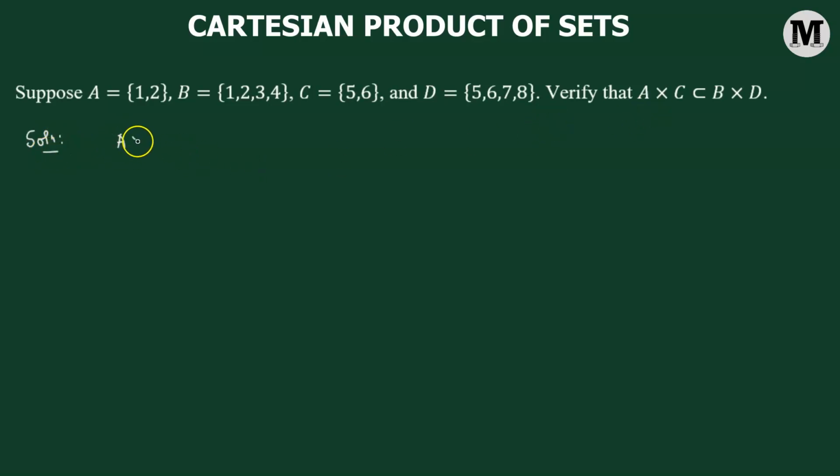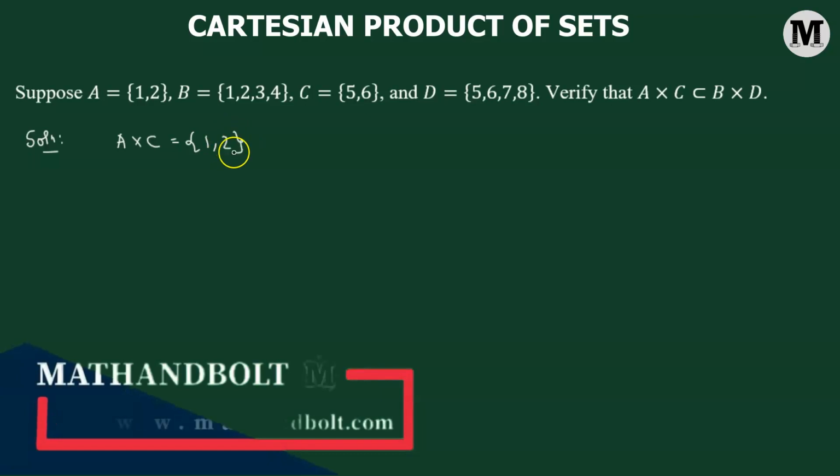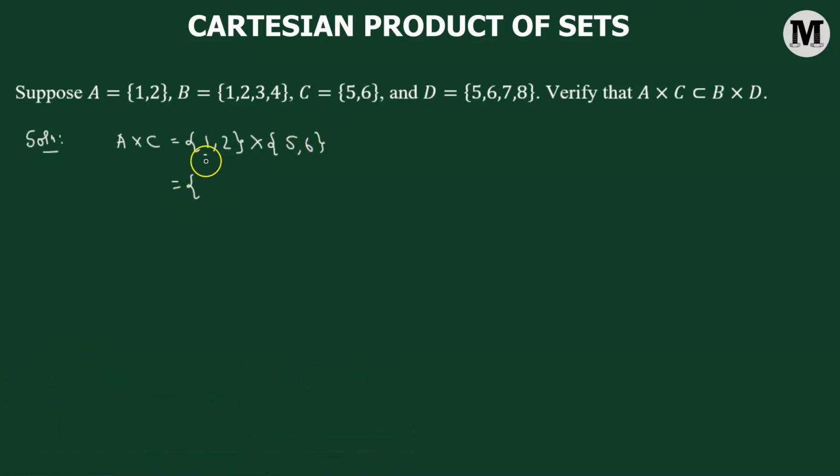Let's begin by first finding the Cartesian product between the set A and set C. Set A contains two elements, 1 and 2. We're going to find its Cartesian product with the set C, which also contains two elements, 5, 6. So what we'll have to do is take the first element of the first set, A. We will use it to form an ordered pair with each of the two elements of the second set. So that's going to give us two ordered pairs. One will be (1, 5). The other is going to be (1, 6).